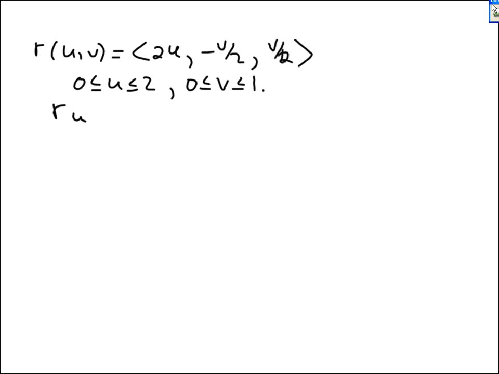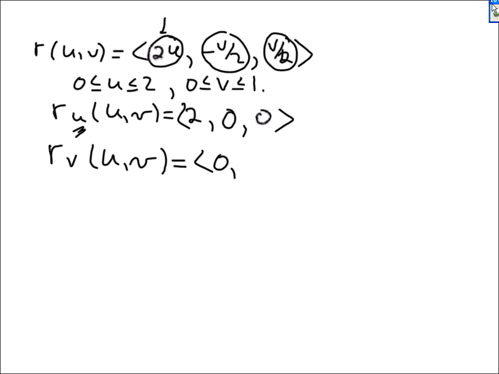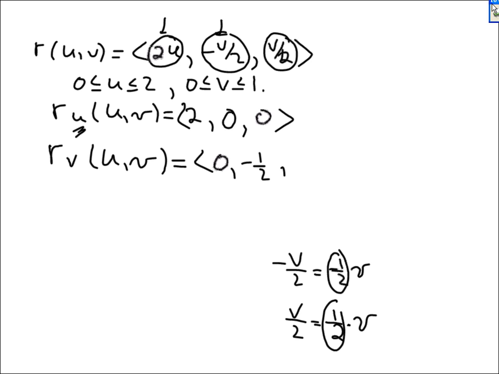Now, r sub u of (u, v), the partial of this with respect to u: the partial of 2u is 2, the partial of negative v over 2 with respect to u is 0, there are no u's, and the partial of v over 2 with respect to u is 0. Now, r sub v of (u, v), the partial of r with respect to v: 2u has no v's in it, so the derivative is zero. Negative v over 2 is negative a half times v, so the derivative is negative 1 half. Same thing for v over 2. This is half times v, and the derivative will be 1 half.